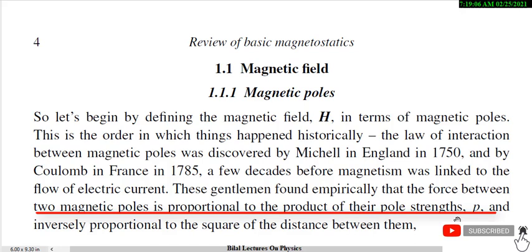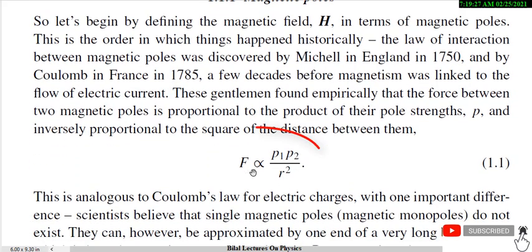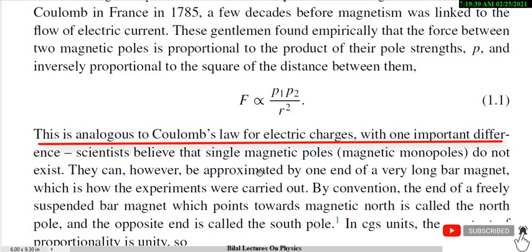We can give it the name P or Q or E or anything else, depending on the poles we are considering, and it is inversely proportional to the square of the distance between those poles. Mathematically we can describe this as F is directly proportional to P1 P2 over R squared. This is basically Coulomb's law of forces in terms of magnetic poles. This is analogous to Coulomb's law for electric charges. For electric charges we can put Q1 Q2 or E1, with one important difference.